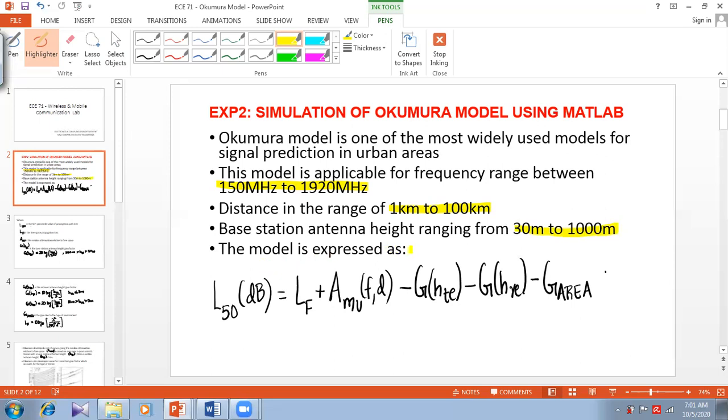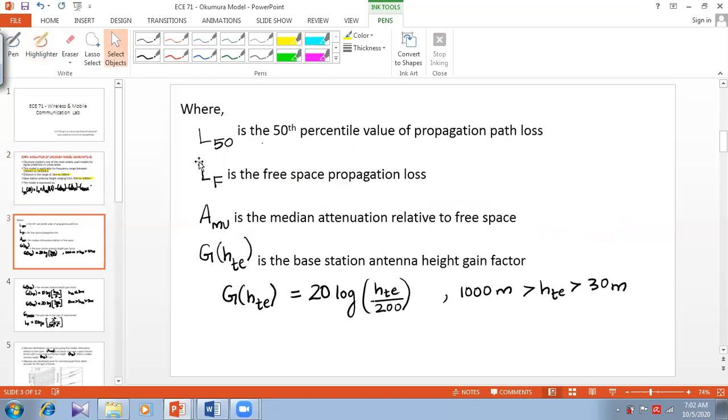Now, the model is expressed using a formula: L50, which is the Okumura path loss, is equal to LF, where LF is the free space path loss, plus AMU(f, d), minus the gain due to the height of your transmitting antenna, G(hte), minus the gain due to the height of your receiving antenna, G(hre), minus G area. We will consider each of these terms independently. Now let us see what these terms are.